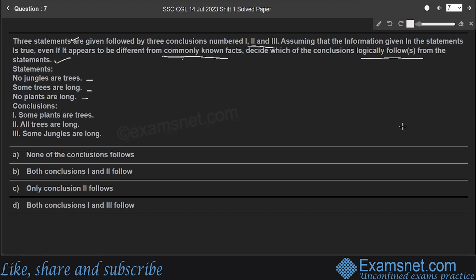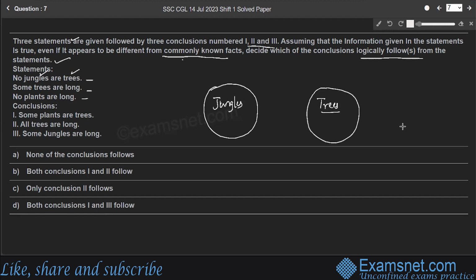So let us represent these statements in a Venn diagram, right? So no jungles are trees. That means we need to consider 2 sets, a set of jungles and a set of trees. That means there is no relation between jungles and trees. Hence the statement no jungles are trees, right? So consider the set of jungles. No jungles are trees. So this is a set of trees, which means there is no relation between jungles and trees according to the statement.